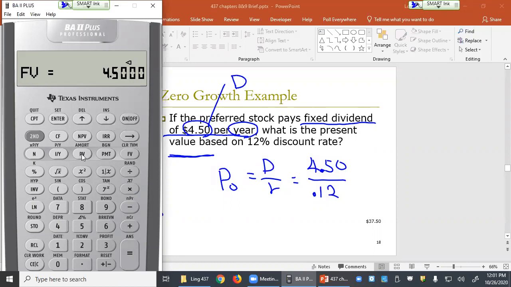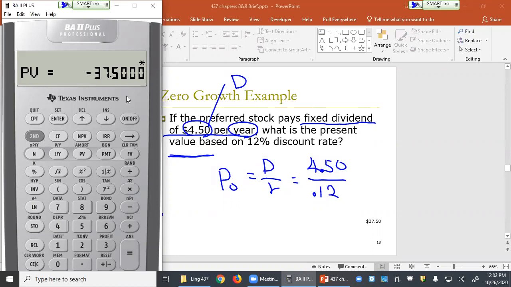So when I hit compute present value, $37.50. And if I change my future value to the correct number, which should be $0, and I hit compute present value, it gives me the same answer. Okay, that's because when you discount a future value that occurs so many years from now back to present value, you are going to end up with something that's fundamentally 0.